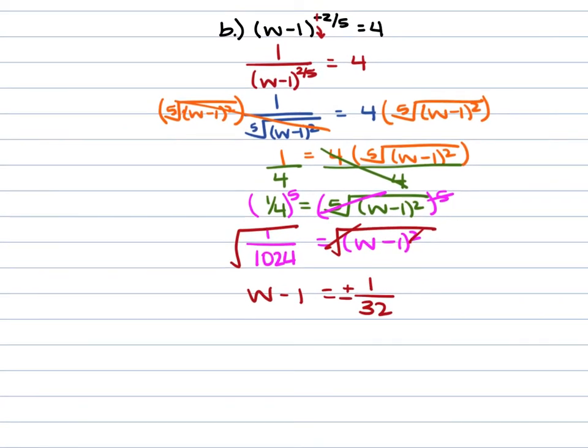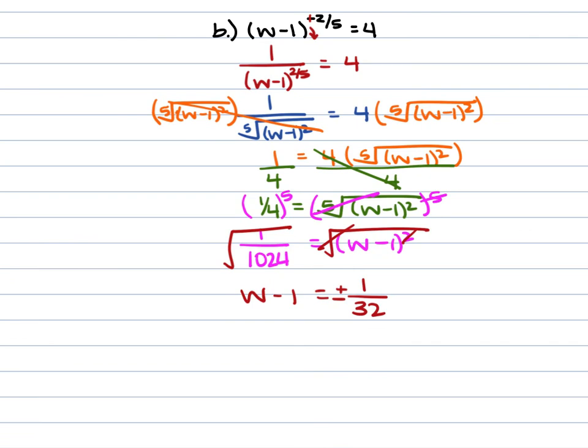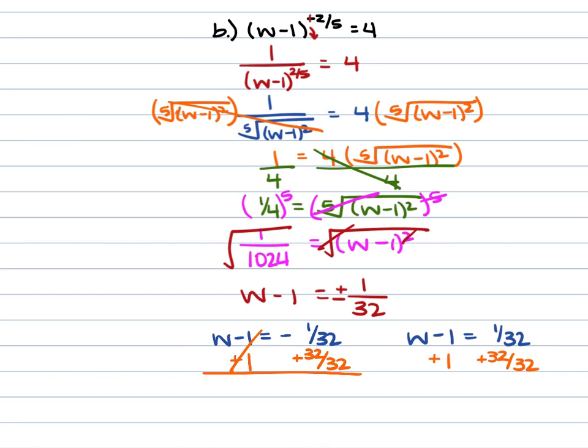That 1 over 32 does not have a radical left with it, so we're going to separate this into two equations. We're going to have w - 1 is equal to negative 1 over 32, as well as w - 1 is equal to positive 1 over 32. In order to get w by itself, we're going to add 1 to both sides, which is the same thing as 32 over 32. We do this for both of these equations. The ones will cancel. We are left with w is equal to 31 over 32, and w is equal to 33 over 32.